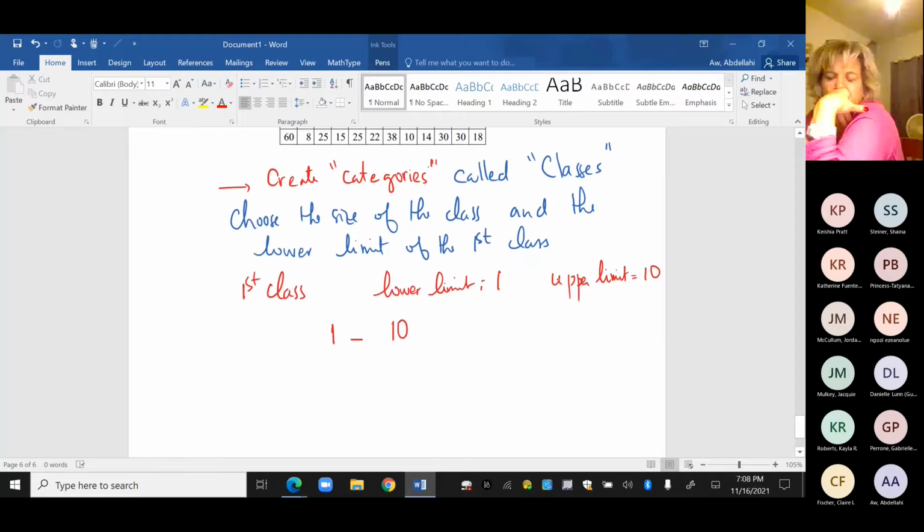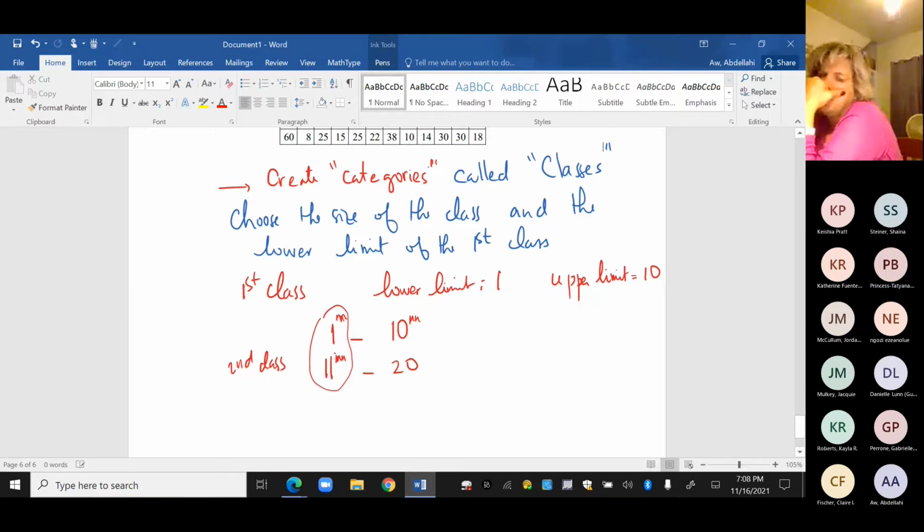If the first class is from 1 minute to 10 minutes, what's going to be the second class then? From 10 to... No, the 10 minutes is already taken. So it'll be from 11 to 20, 11 minutes to 20. And where do we see the size of the class? Where do we see the size when we subtract these two? What is 11 minus 10? What is 11 minus 1? 10.